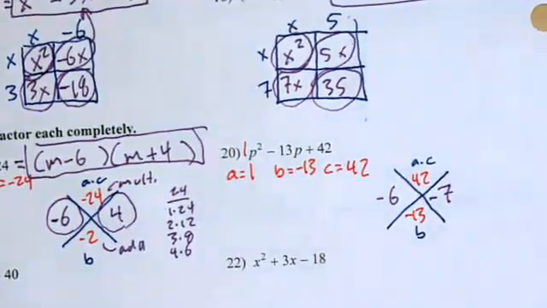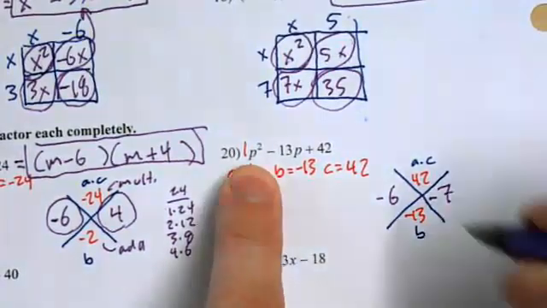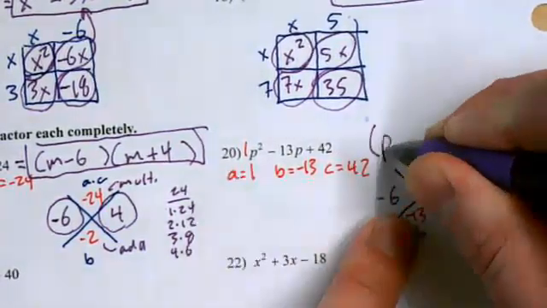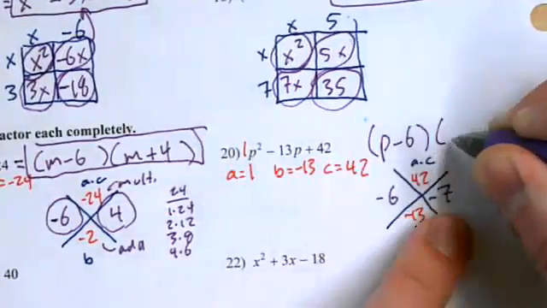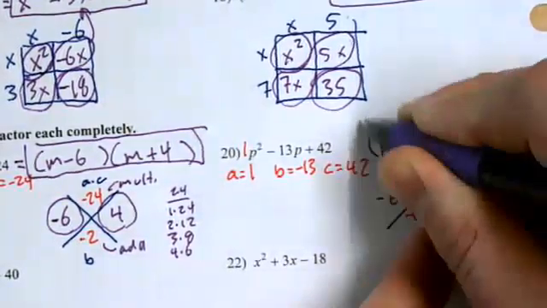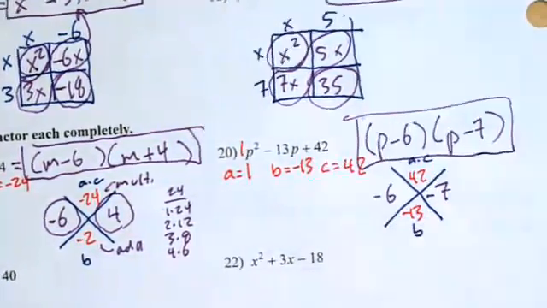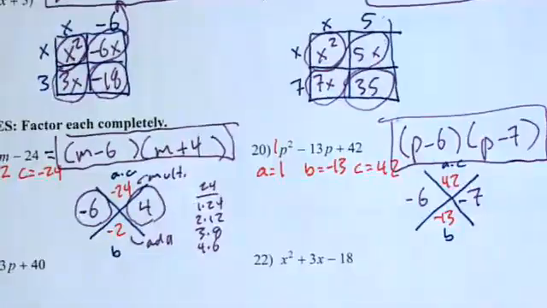Now check it out. I'm going to write the final answer. This is the easy part. This is a P problem. So parenthesis P minus 6 and parenthesis P minus 7 for my final answer. So the last two steps are kind of the easier ones. You do the diamond problem, you use those side numbers to write the answer.